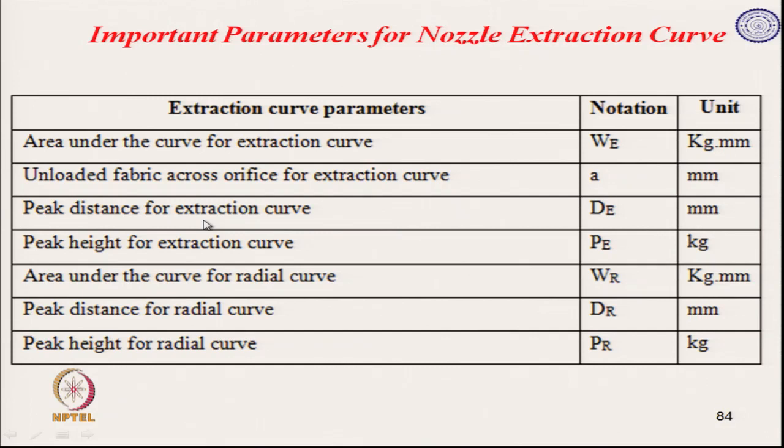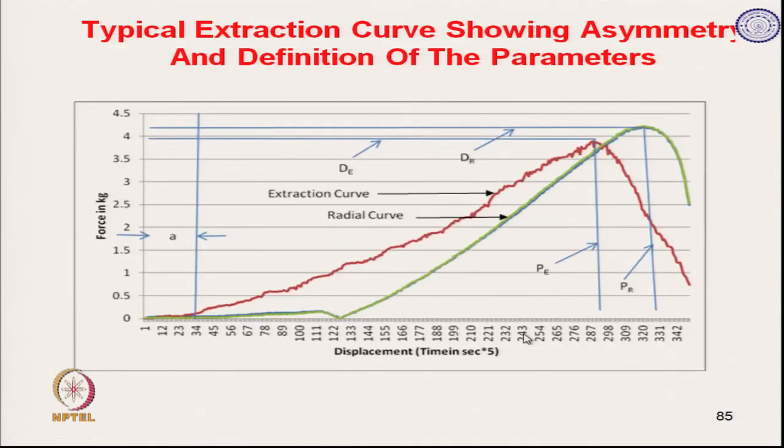Peak distance for the extraction curve DE, peak height for the extraction curve PE, area under the curve for the radial direction WR, peak distance for the radial curve DR, and peak height for the radial curve PR. So, these are the parameters we can get from the extraction and radial curves. The software will automatically record all this data: DR, DE, PE, PR, and the value without any load.